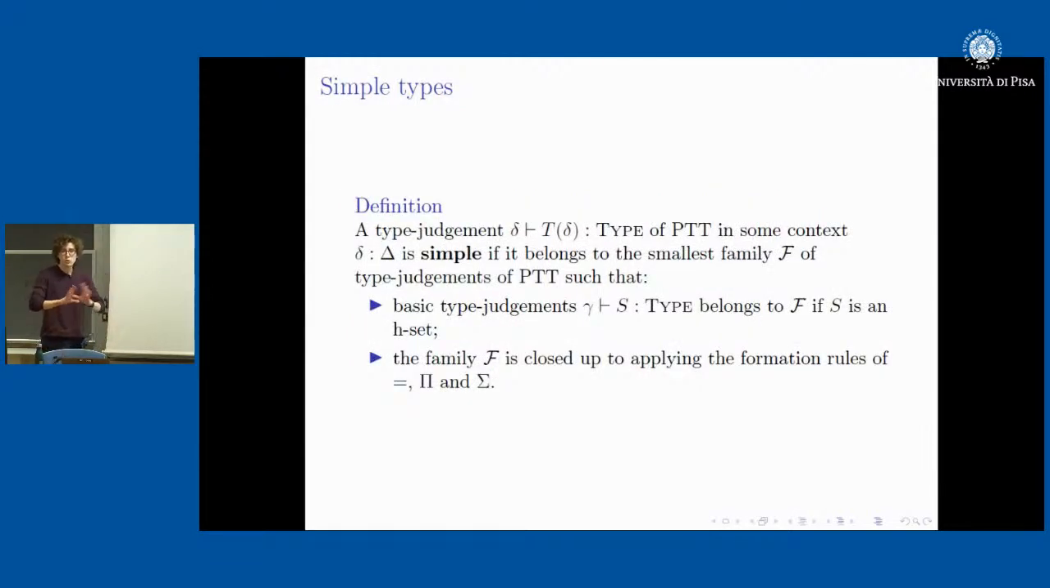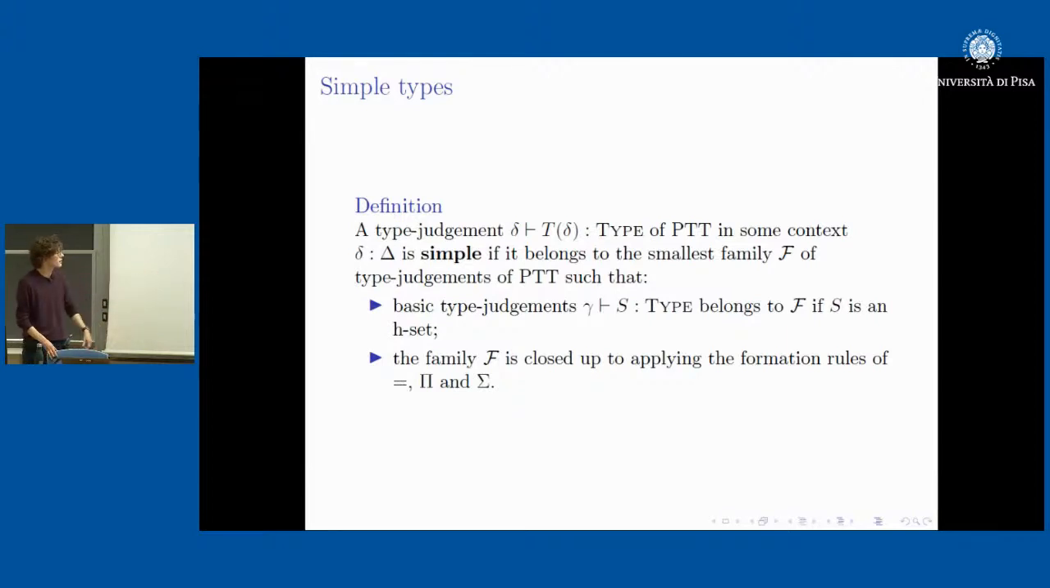Now I would like to state the result before briefly going through the proof. And in order to do this, I need to introduce the following notion, the notion of simple type. We say that a type judgment, capital T, of PTT, is simple if it belongs to the smallest family, curly F, of type judgments of PTT, closed by the following clauses.